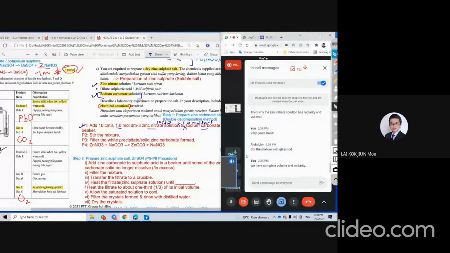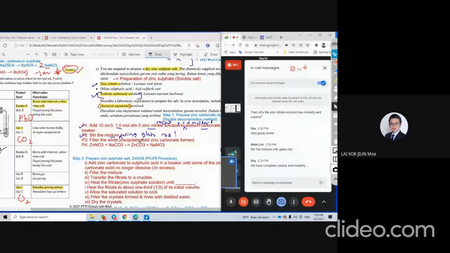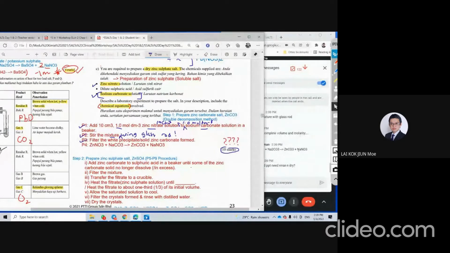Stir the mixture with a glass rod, Alvin says. Very good. Must use a glass rod here, right? You can't stir it with your finger. Cannot, right? Thank you, Alvin. Very good. Point 3, filter the white precipitate solid. Filter it. If you want to specify, you can filter with a filter funnel. This one I think filter is already very clear.